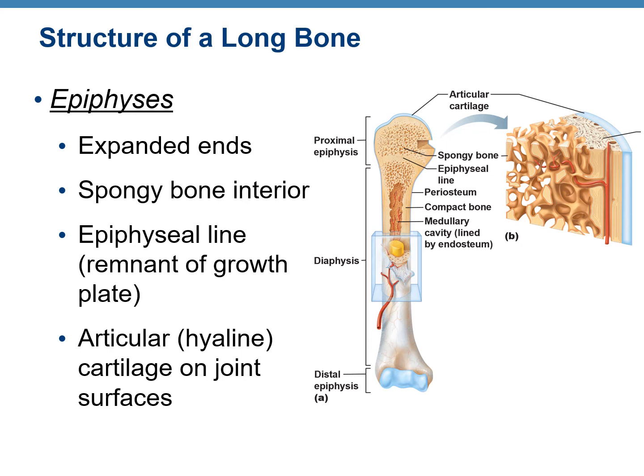Epiphyses are expanded ends. They have spongy bone interior, epiphyseal line, and you can find epiphyseal line right here. So here's the name, epiphyseal line, and here's the line itself. And epiphyseal line is a remnant of growth plate. We will find it in adult bones, and the presence of epiphyseal line will tell us that this bone is not growing in length anymore.